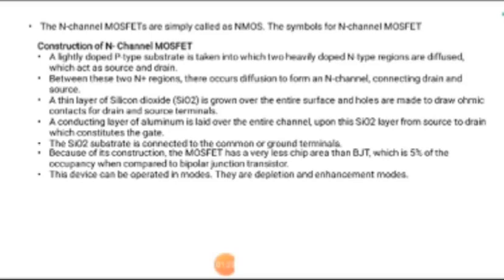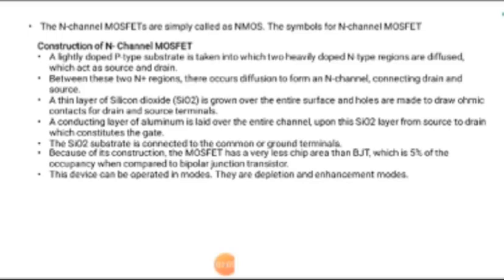Here silicon dioxide, that is SiO2, acts as an insulator which is present on the entire surface, and holes are made to draw the ohmic contacts to the drain and the source terminals, since this SiO2 is present in between. And a conducting layer of aluminum is also placed over the entire channel, upon this insulator layer from source to drain, which acts as the gate. The substrate is connected to the common or ground terminal.